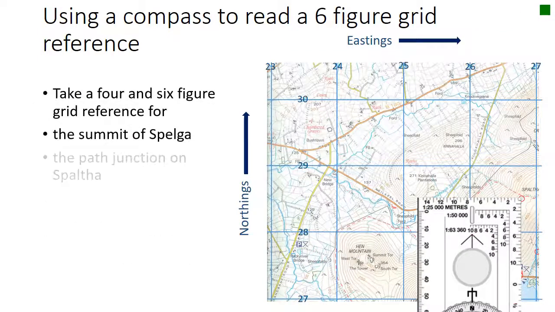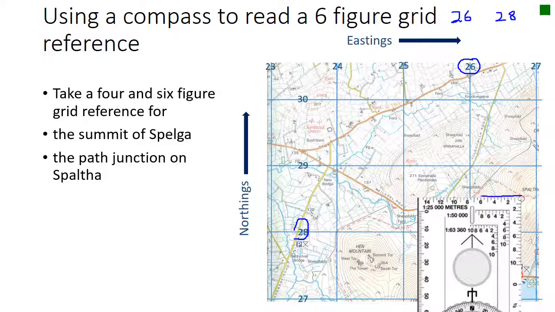So now we move on. We're going to look at the next one. We're going to look at the path junction on the top of Spaltha. We'll move the compass across, again keeping it nice and square with the grid lines. So again, we start off our Easting with 26. Do our northing of 28 there, and then we'll just measure off the final 2 figures. So back from there to where it crosses the grid line, it was almost 8. So you could call it 7 or you could call it 8, but I think it's closer to 8, so I'm going to go with 8 there. And then down the page, you can see that would be halfway between 4 and 6, so that makes it 5. So that would give us an overall of 268285.